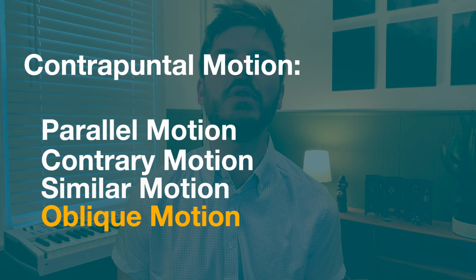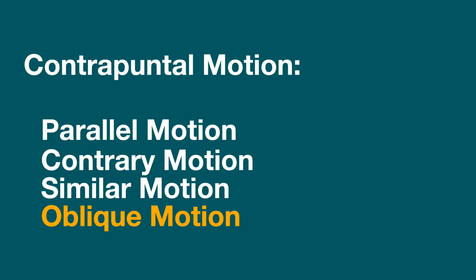The challenge of second species is really about only using the allowed dissonances as passing and neighbor tones, and it introduces us to a new type of contrapuntal motion, oblique motion, where one voice moves and the other one stays the same.